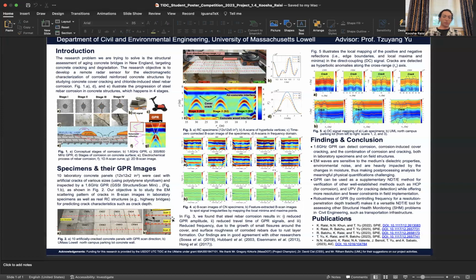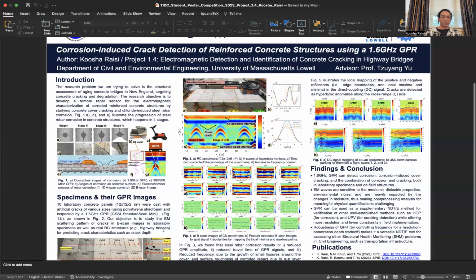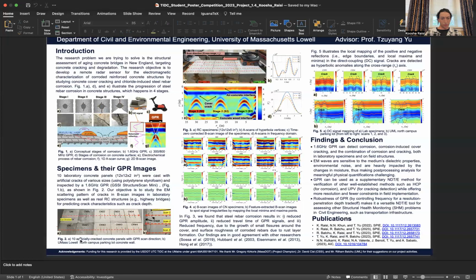Therefore, simultaneously, we always try to scout and find different places to scan. And as you can see in figure 2B, we have a portion of a parking lot wall, a concrete wall, located at UMass Lowell's North Campus garage.